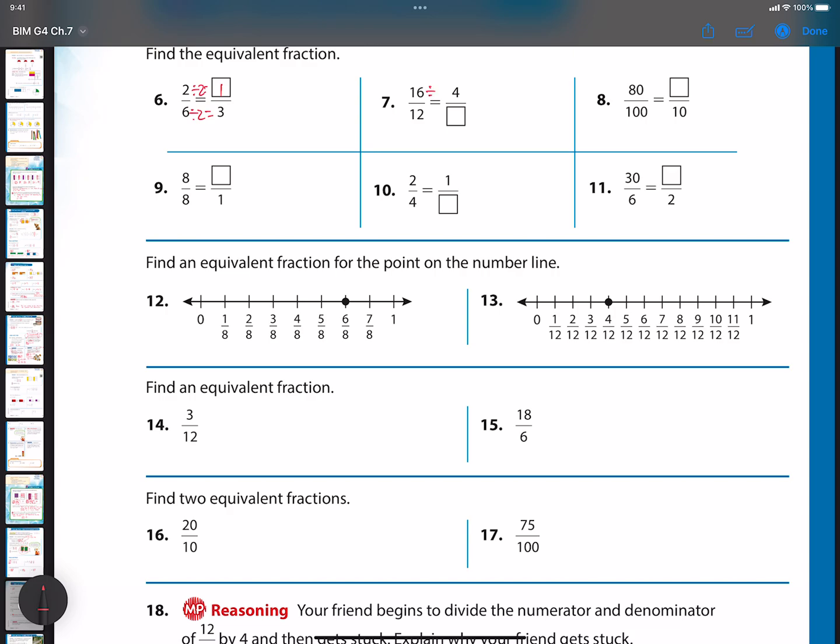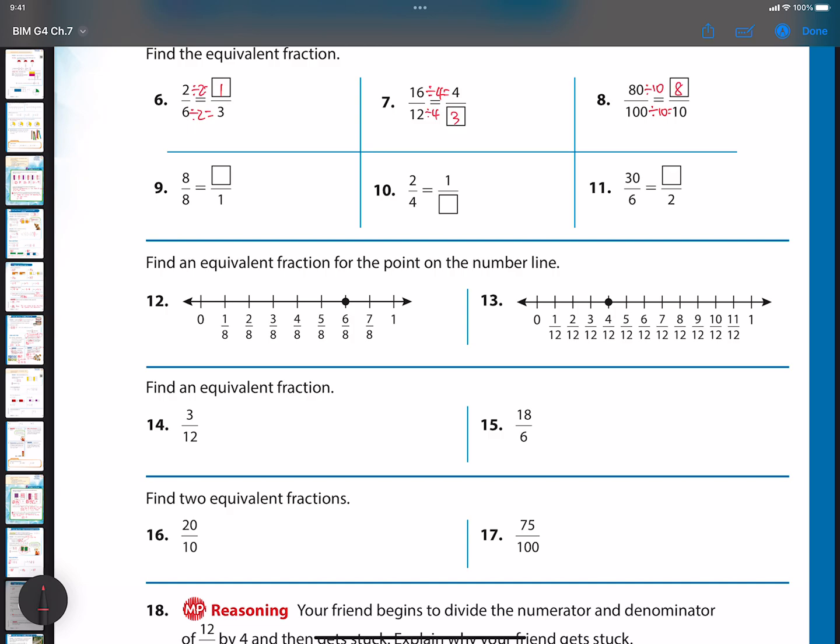And 16 divided by 4 is 4. We know. That means what? You have to divide by 4 for 12, which means what? 3. Okay? And then 100 divided by 10 is 10, we know. That means what? We need to divide by 10 for the numerator as well, and which is 8.